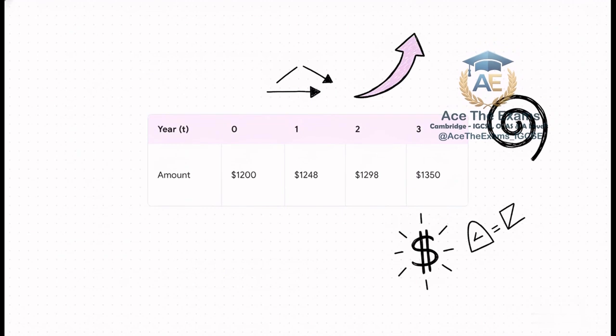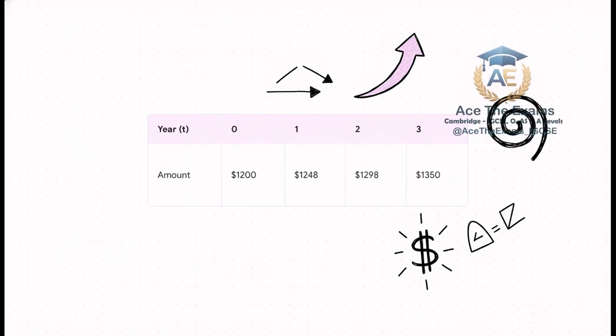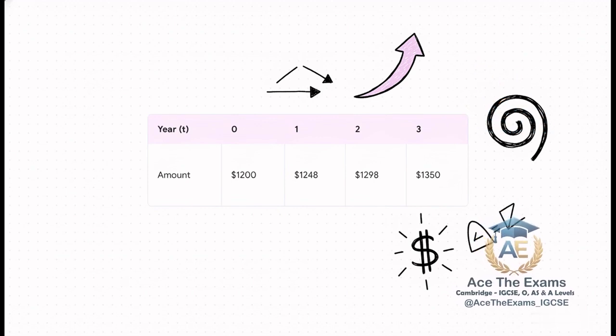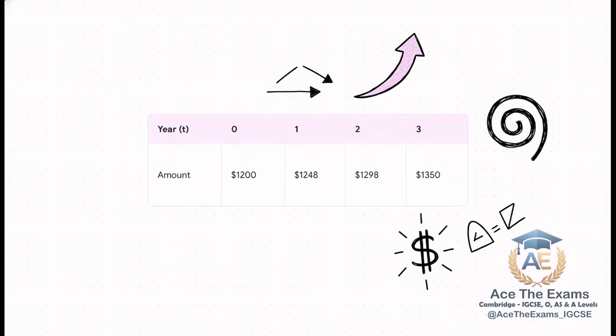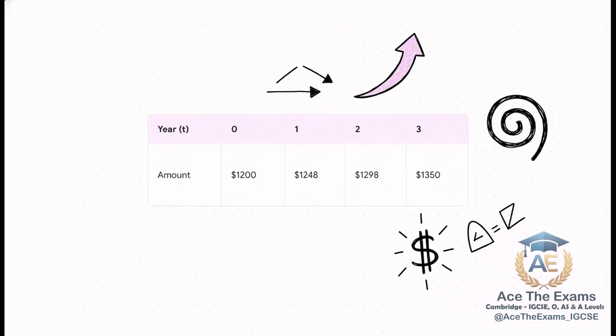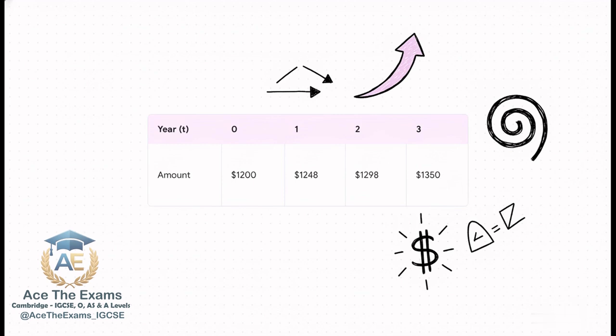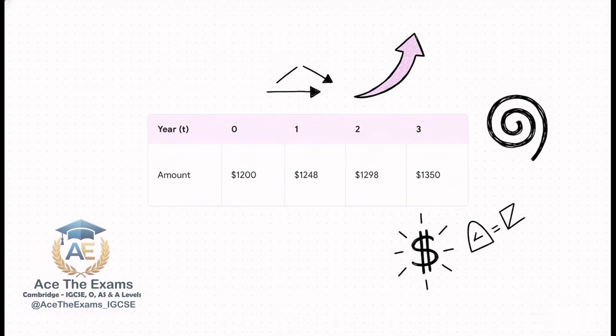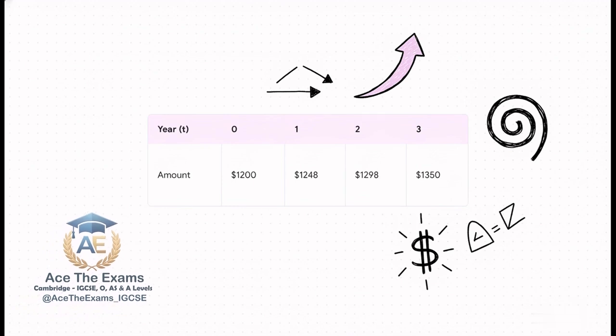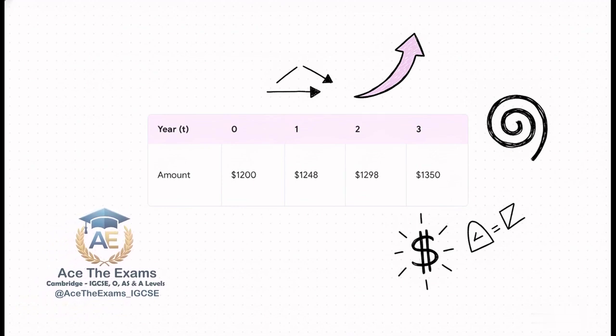Let's look at the concrete evidence of exponential growth. In year 0, you've got your $1,200. After year 1, it's $1,248. By year 3, literally without lifting a finger, you're sitting at almost $1,350. The growth accelerates over time because you are earning interest on top of your interest. Now, if you wanted to calculate exactly when you'd hit $5,000, you just set S to 5,000 and use your logarithm rules to isolate and solve for T.